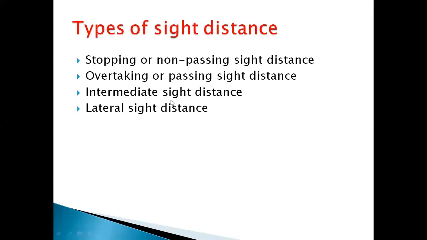Then the intermediate sight distance and lateral sight distance we are going to see in the next lecture. Hope you all get the concept of sight distance and the two types of sight distance, that is stopping or non-passing sight distance and overtaking or passing sight distance.